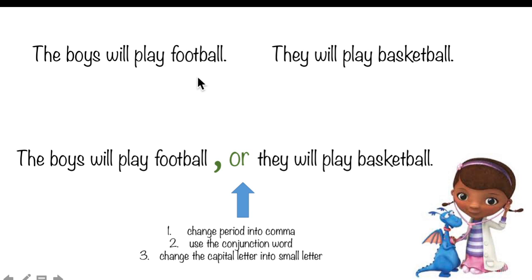The boys will play football. They will play basketball. The boys will play football. I change the period into comma. Use the conjunction word or. They will play basketball. I change the capital letter into the small letter. That's step number 3.